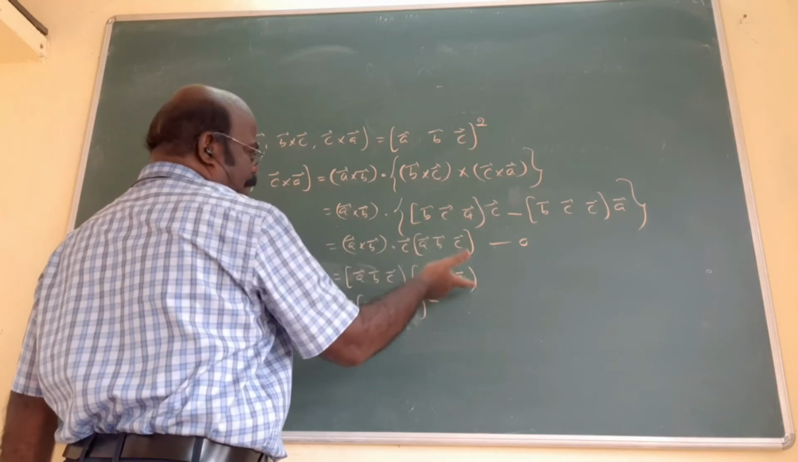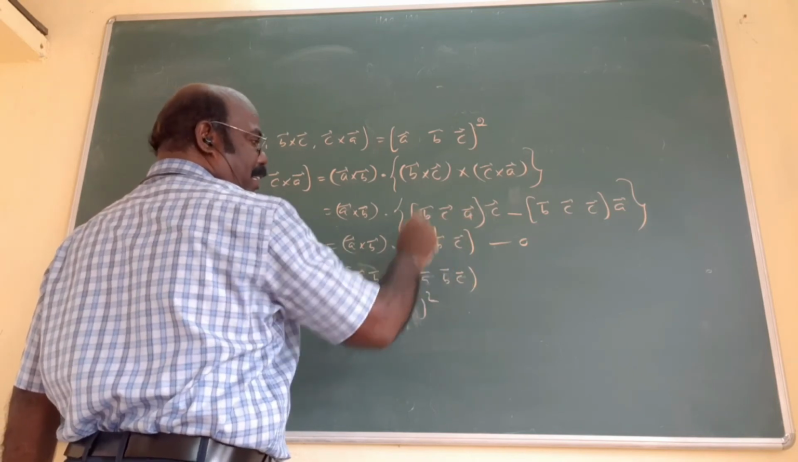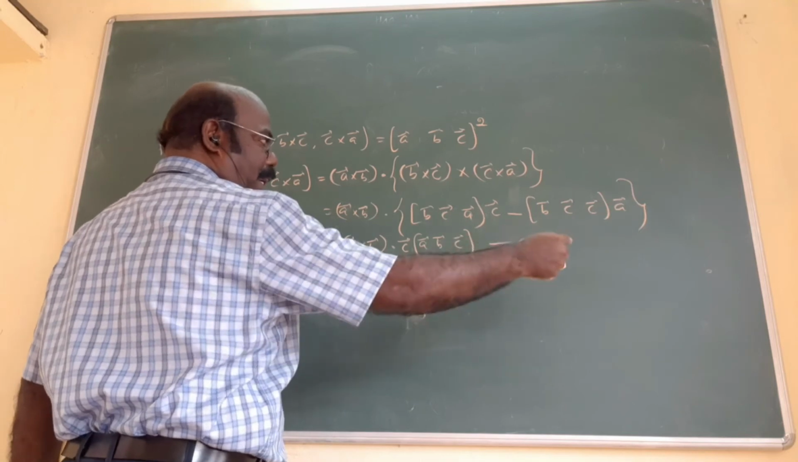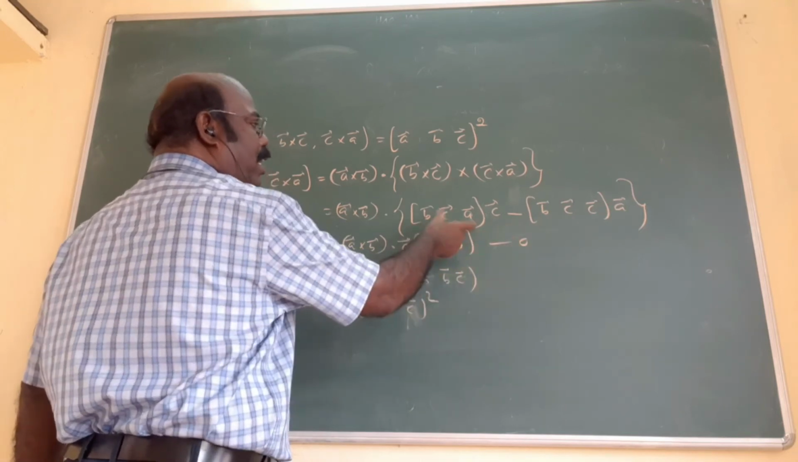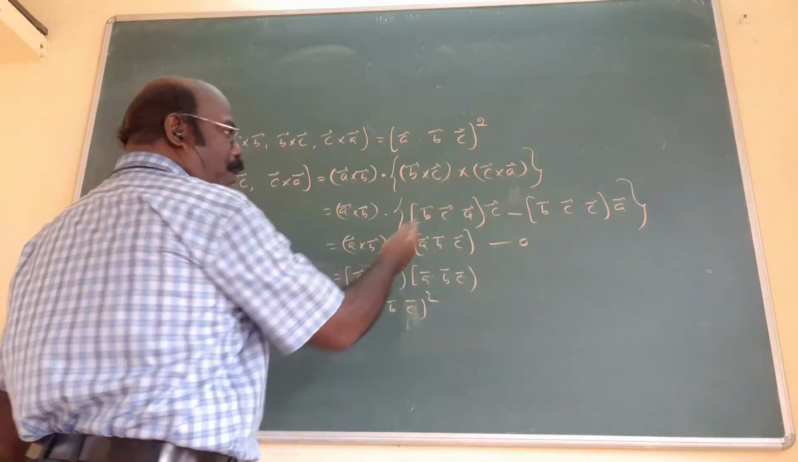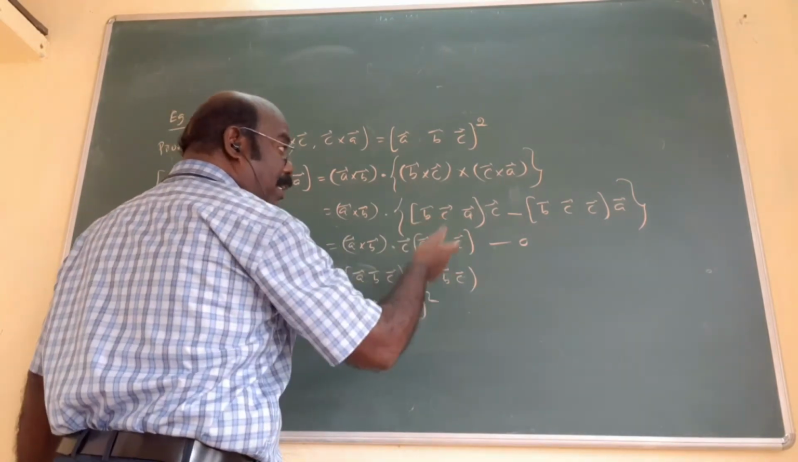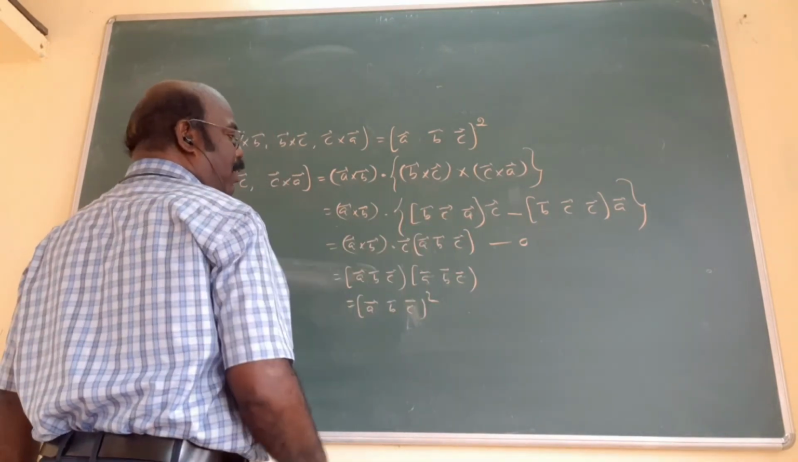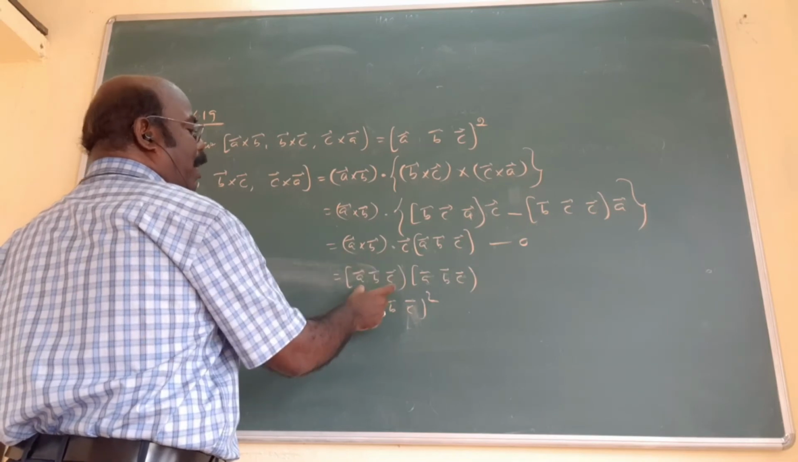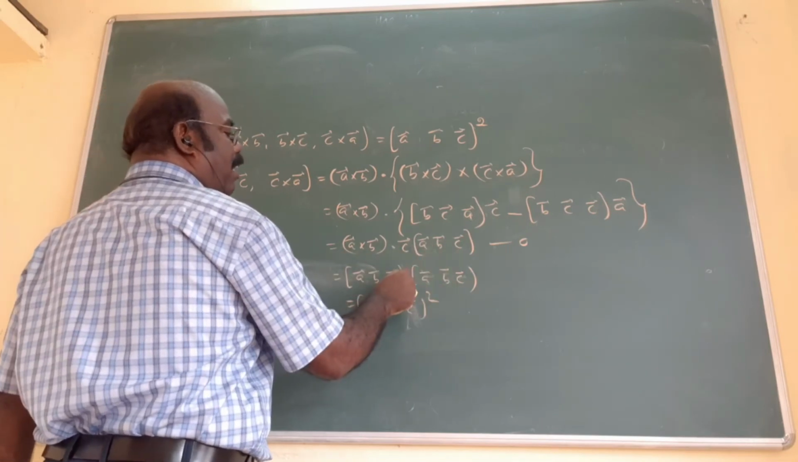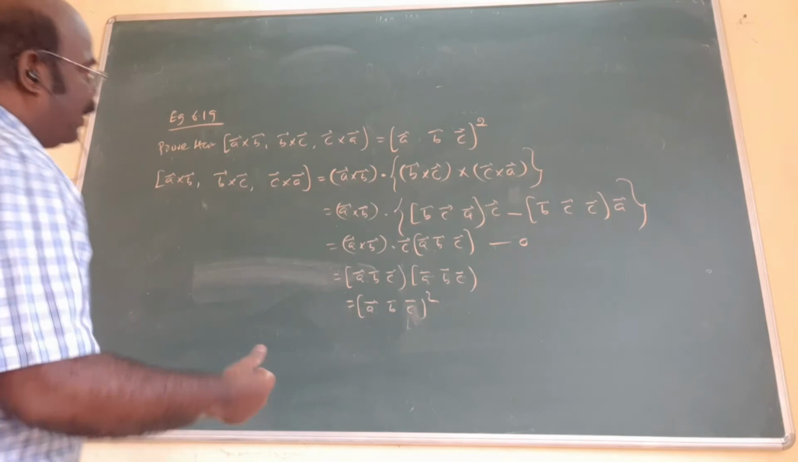This is [B C A], which means [A B C]. This is the order: ABC, BCA, CAB. That's why you write it anyway. No problem. Suppose any two elements are exchanged, it means a negative will come. But here it is not like this. Here one cross one dot means box product. Here also box product. This is the ordinary multiplication. That's why whole square. That is the answer.